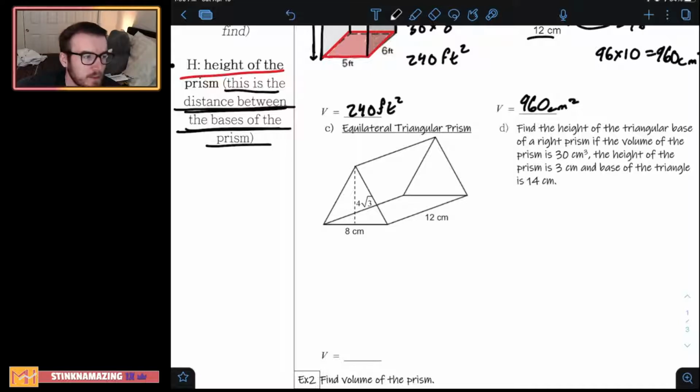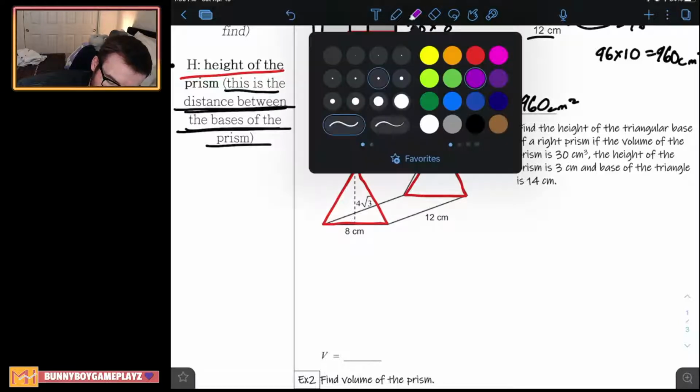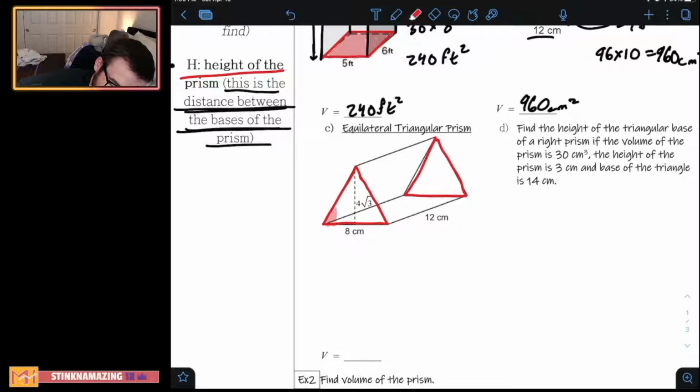Equilateral triangular prism. Let's do it again. It tells us the name. Obviously, this is the base of the prism. So we have two triangular bases. So what is the area of this triangular base? We find the area of the triangular base, and the two bases are connected, of course.